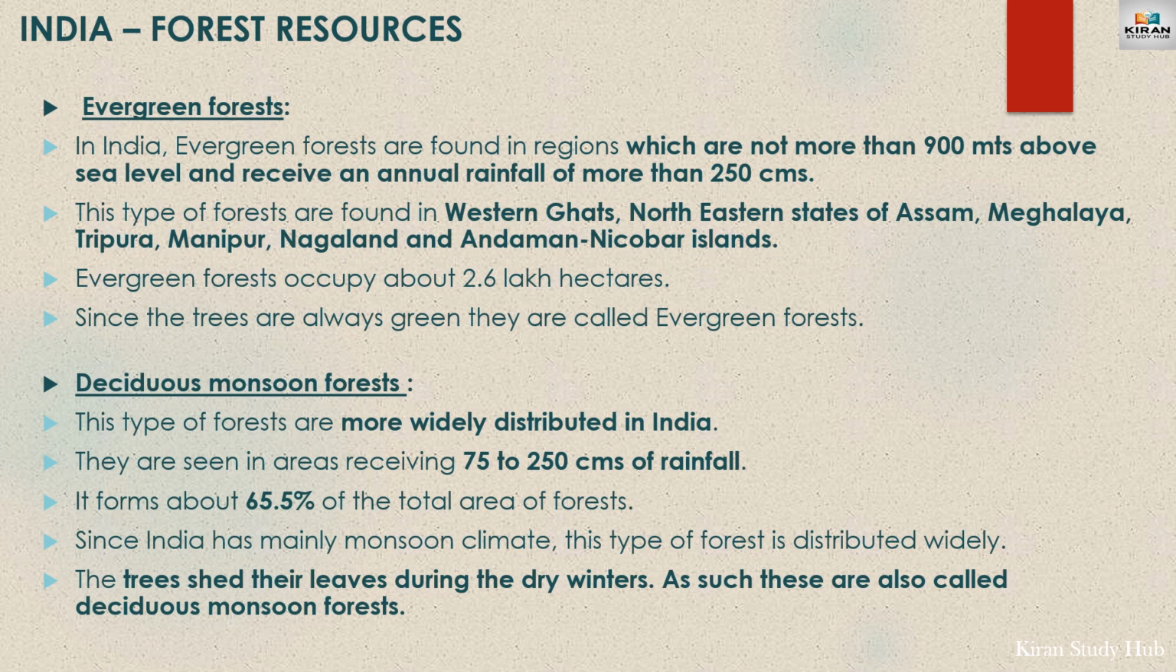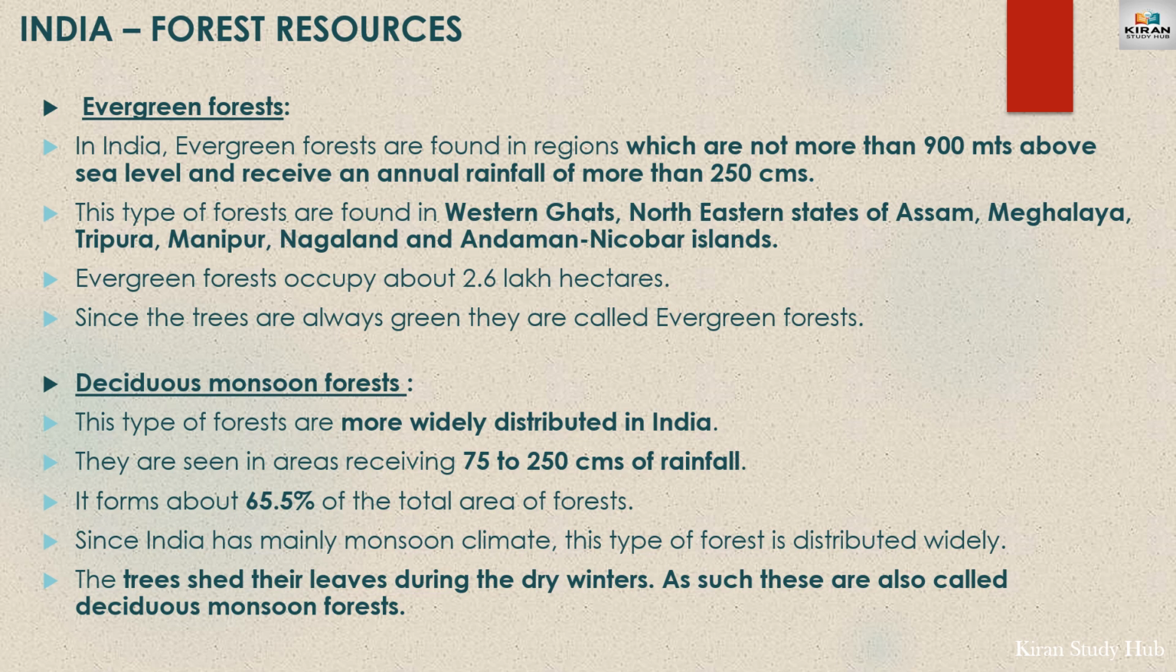Evergreen forest. In India, evergreen forests are found in regions which are not more than 900 meters above sea level and receive an annual rainfall of more than 250 centimeters. Evergreen forests are found in Western Ghats, northeastern states of Assam, Meghalaya, Tripura, Manipur, Nagaland, and Andaman Nicobar Islands. Since the trees are always green, they are called evergreen forest.